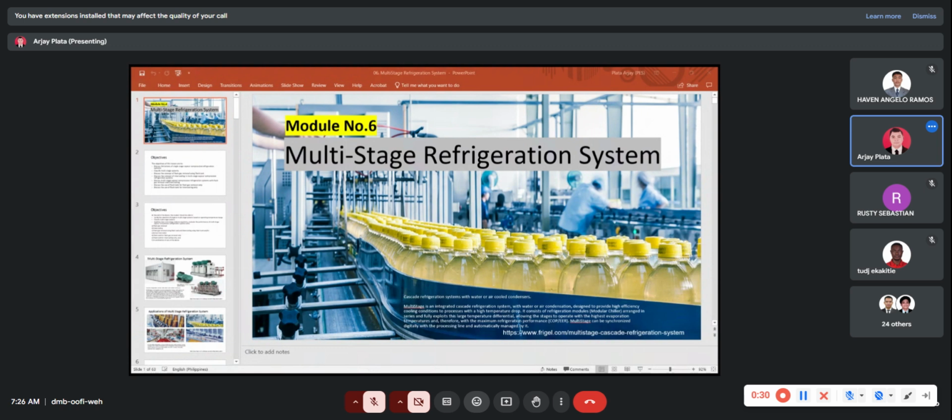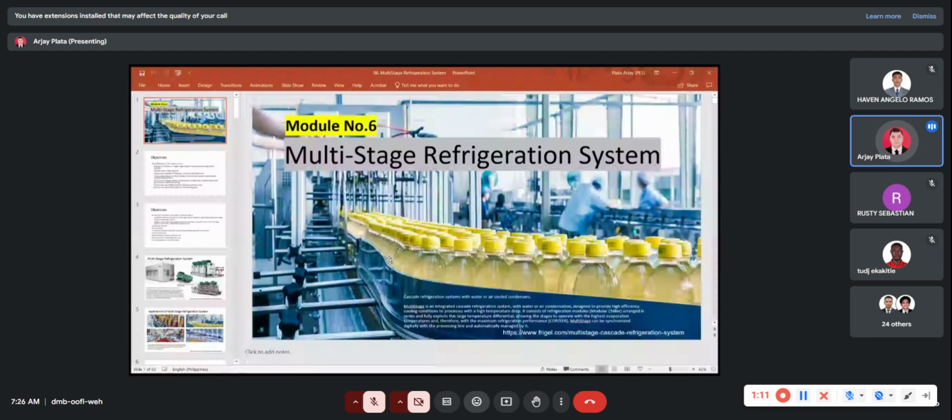So yeah, going back, our discussion today will be multi-stage refrigeration system. So what you see on our screen is an example of an application of the cascade refrigeration systems. So multi-stage, it is an integrated, in this photo, it is an integrated cascade refrigeration system with oil, water or air condensation.